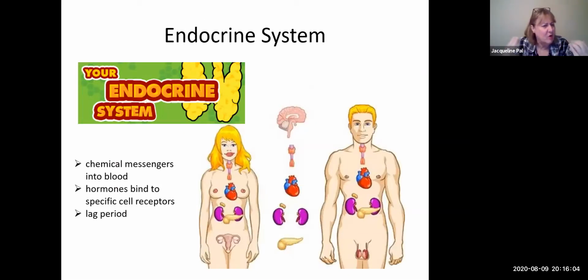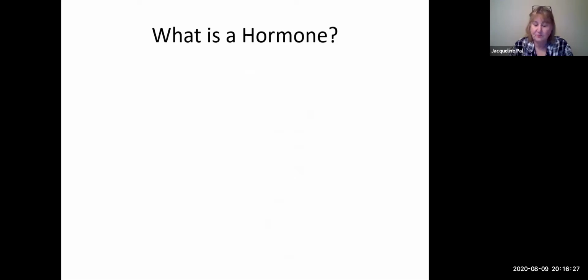So, in summary, the endocrine system is going to use chemical messengers called hormones in the blood. They're going to be binding to their specific cell receptors, and there's going to be a lag period from when the stimulus occurred to secrete these hormones to when there is an effect, a result of that hormone being secreted.